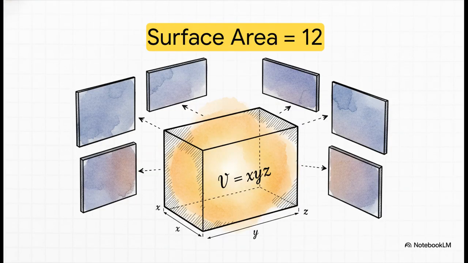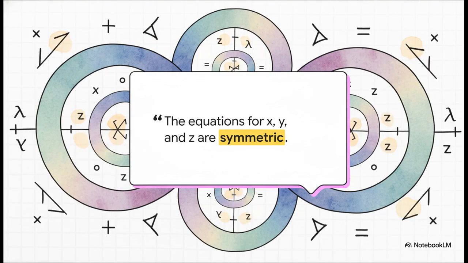Okay, let's take this up a notch and apply the method in 3 dimensions. Imagine we want to build the biggest possible box, meaning we want to maximize the volume, V equals xyz. But we only have a fixed amount of material to work with, say a surface area of 12. Now, when you actually set up the gradient equations for this problem, you'll notice something kind of beautiful. The equations you get for x, for y, and for z look almost identical. They're symmetric, and we can use this symmetry as a really powerful logical shortcut.